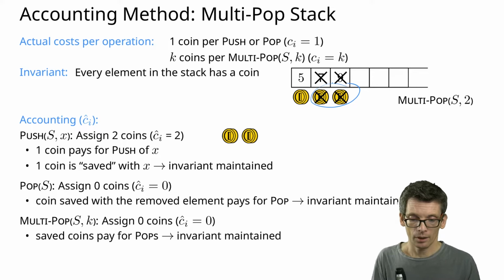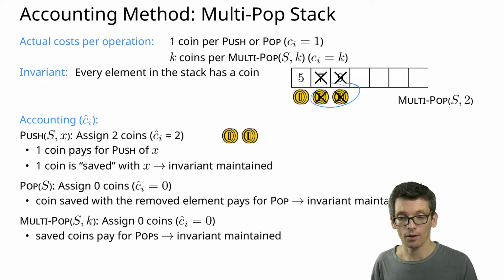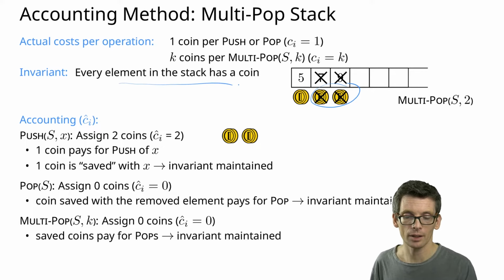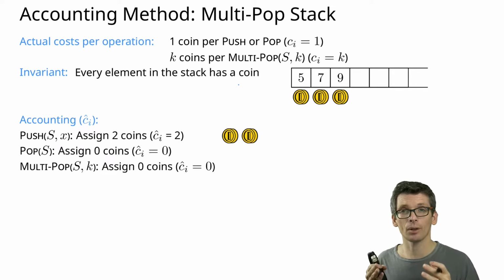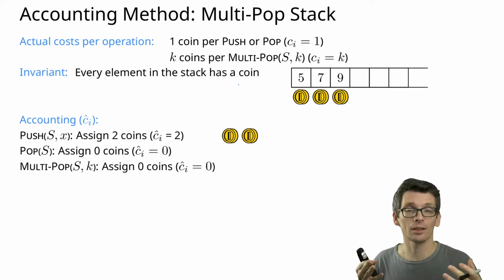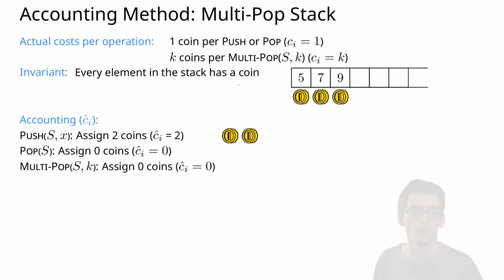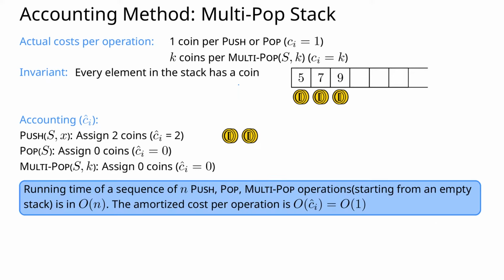In this way, the invariant that I formulated up here, that for every element in the stack there's a coin, is maintained. So in particular, the invariant that the number of saved coins is always non-negative is maintained. With this we get the following results. The running time of a sequence of n push, pop or multi-pop operations starting with an empty stack is linear, and the amortized cost per operation, because that's how we were assigning it, is constant. Also for the zero, that we simply call constant.